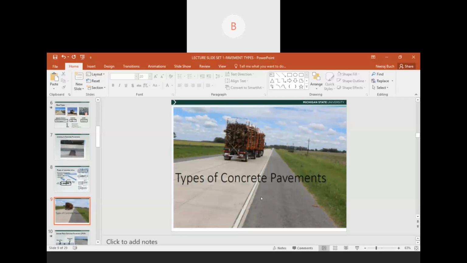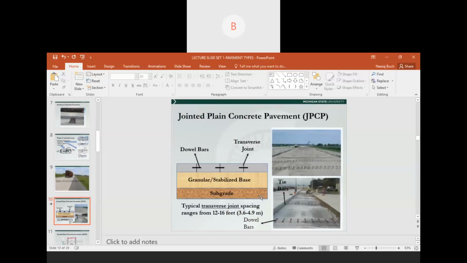So with that introduction, let's look at the different types of concrete pavements that are constructed around the world, and look at the characteristics of these different pavement types. So the first one, as I mentioned to you, is called a jointed plain concrete pavement. And the acronym for that is JPCP, jointed plain concrete pavement.